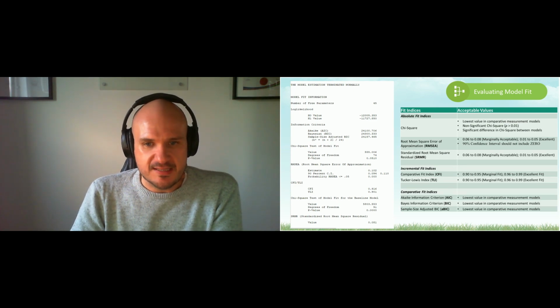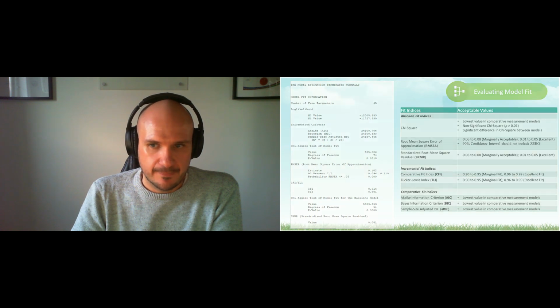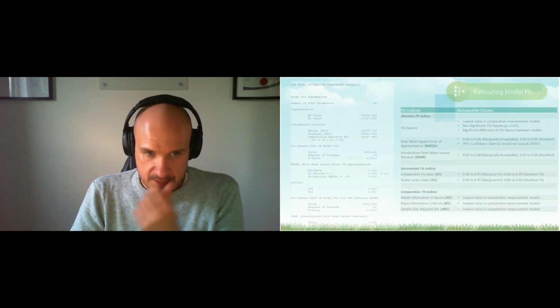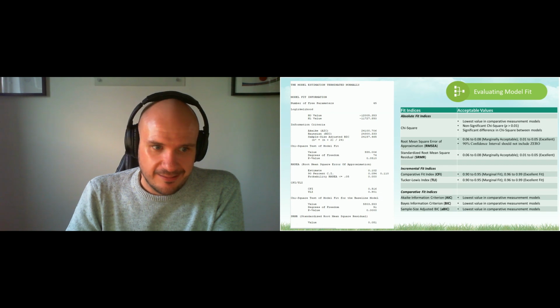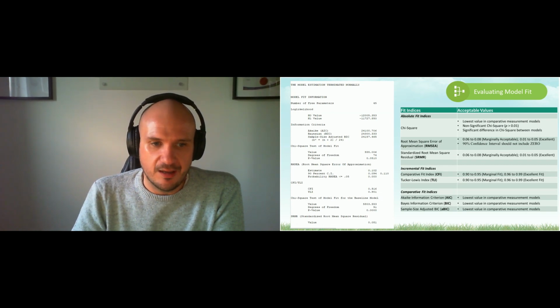So let's quickly just take this as an example. We ran a specific model, and this is the outcome data that was produced. So help me to say, does this model fit the data? Let's look at chi-square. So chi-square, it's non-significant, which is what we want. We can't directly interpret chi-square, so it doesn't mean anything.